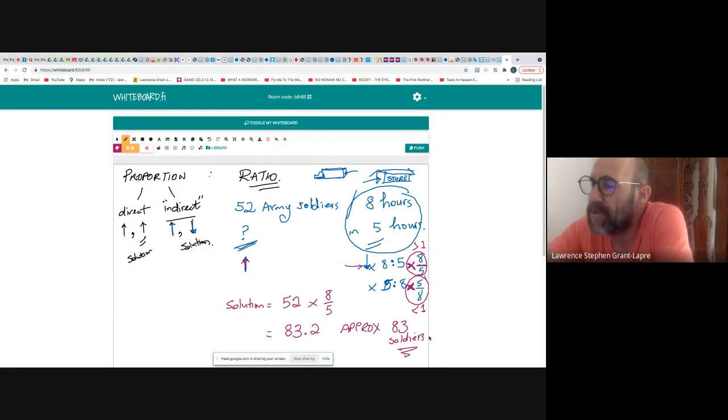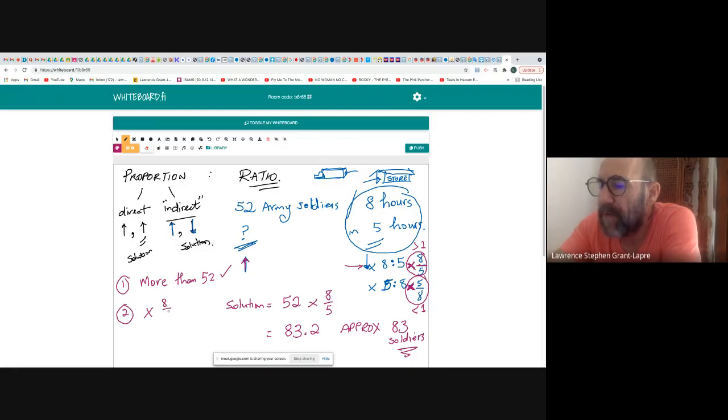It'll take us a little bit more than 5 hours, but 83 soldiers is our solution for this question. I hope this has helped. The whole concept is to know: will you need more than 52 or less than 52? And yes, we do. So therefore, multiply by the big number on top, not the small number on top. It has to be greater than 1. If you take 52 and multiply it by 8/5, you will get an answer bigger than 52. Of course, you will get an answer smaller than 52 if you multiply by 5/8.